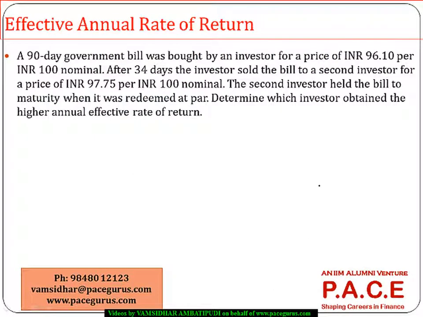Now let's look at comparing the effective annual rate of return of two different investments, probably invested for two different time periods. If I want to compare which one has got a better return compared to the other one, how do I look at it? So how do I express both of them in terms of effective annual rate of return, and based on that do the comparisons. Look at this, a 90-day government bill was bought by an investor for a price of 96.1.